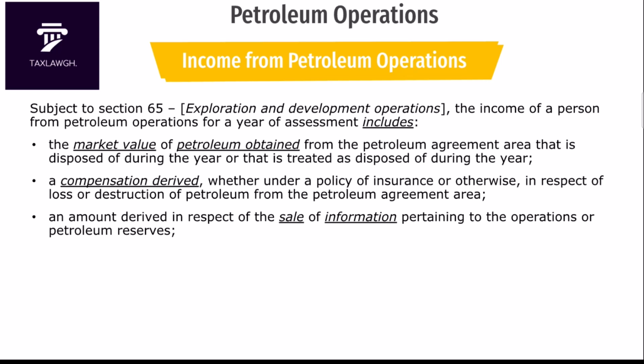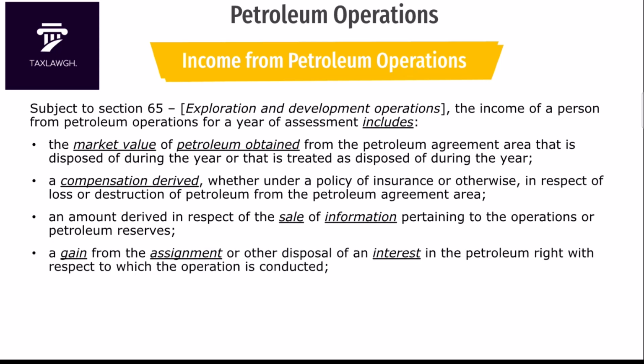What else do we need to include? Any gain from the assignment or disposal of an interest in the petroleum right with respect to which the operation is conducted must also be included. Now, an interest in a petroleum operation, at a very basic level, is what gives you the right to undertake a petroleum operation. So remember I mentioned there is a petroleum agreement or a PA. That PA gives people rights, right? So obviously, if you are a party to a PA, then you have rights to a certain contract area.